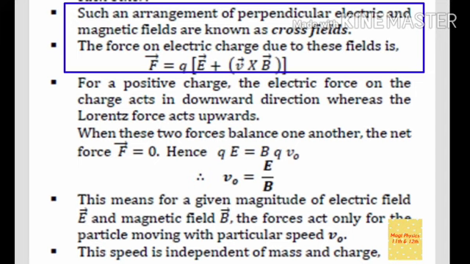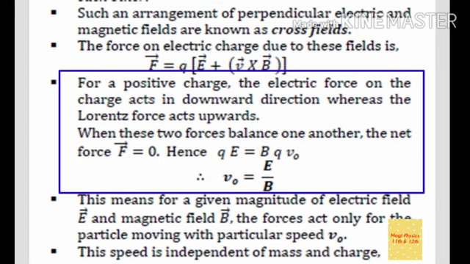The force on the electric charge due to these fields can be written as F vector is equal to Q into (E vector plus v vector cross B vector). For a positive charge, the electric force on the charge acts in downward direction, whereas the Lorentz force acts in upward direction, which is shown in figure. When these two forces balance one another, the net force will become 0, so that F vector will become 0. Hence QE is equal to BQv naught. Here v naught is equal to E by B.